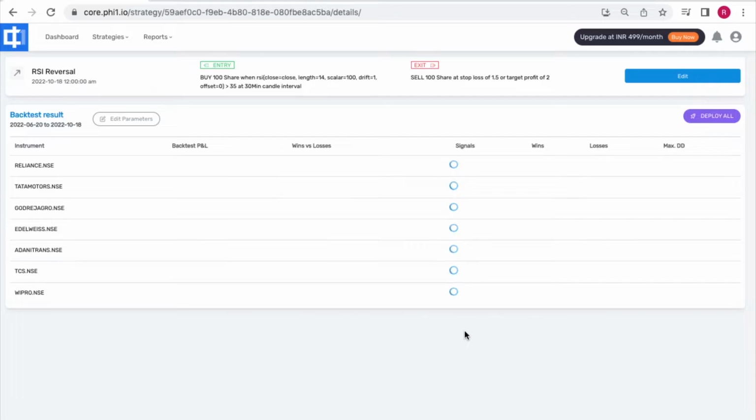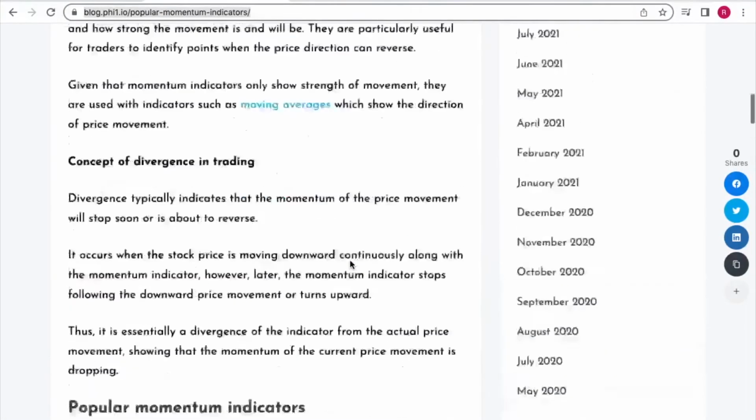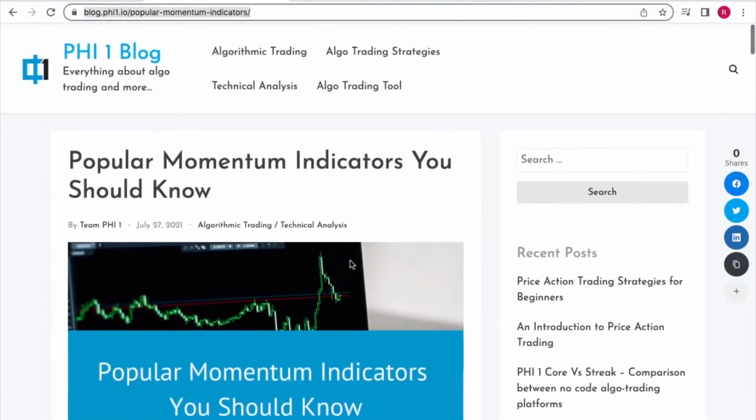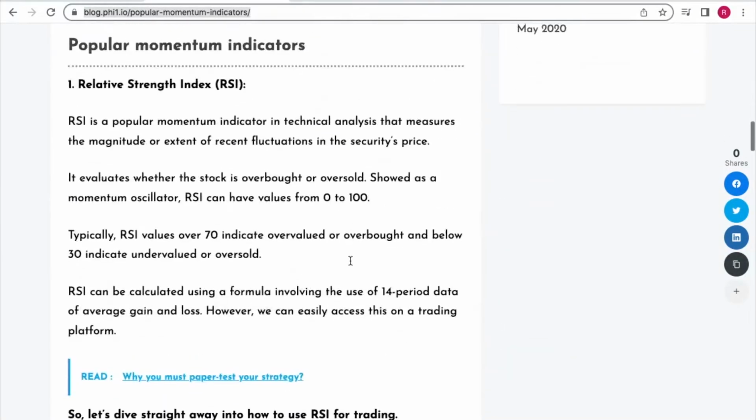Now while the platform generates your backtest results, you must know that you can always go back and edit your parameters whenever you want before you deploy your strategy, of course, and this would include making any sort of changes. You can also go back and learn more about popular momentum indicators on our blog. We'll be linking it in the description of the video. You can learn about the RSI, ADX and MACD here.